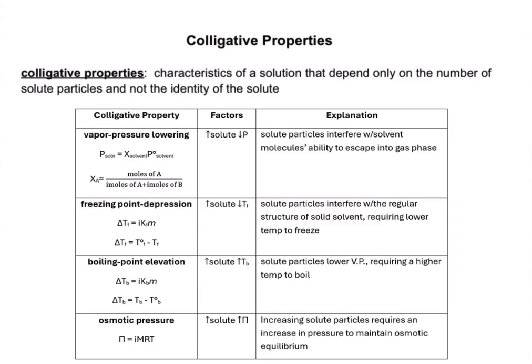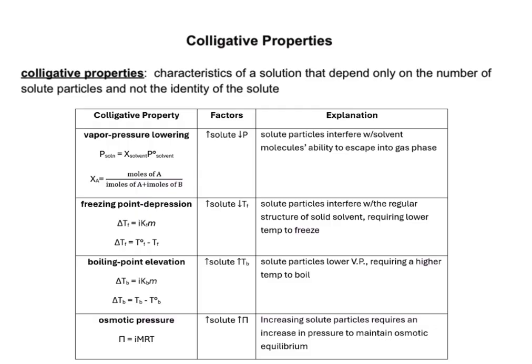Colligative properties are characteristics of a solution that depend only on the number of solute particles and not the identity of the solute. Remember that a solution is made up of solute and solvent, so these colligative properties are going to only depend on the number of solute particles and not necessarily the identity of the solute. So when we're working with these colligative property calculations, we do have to examine the type of solute we have.